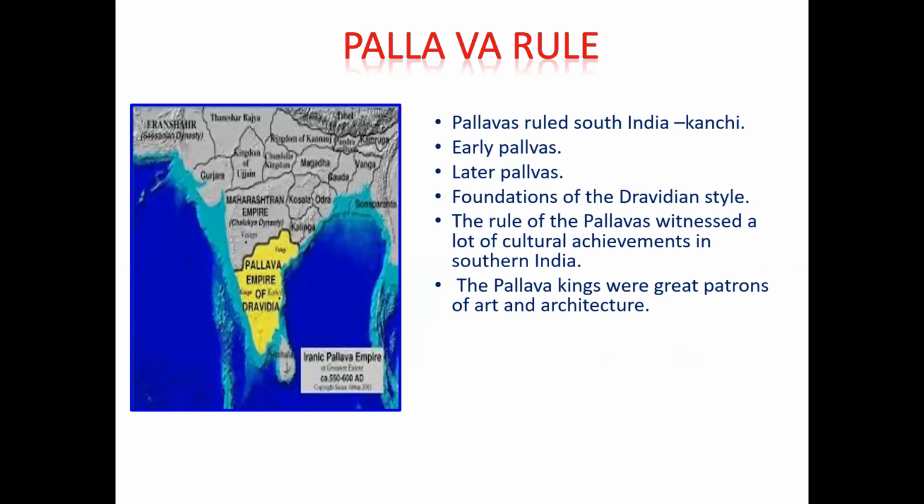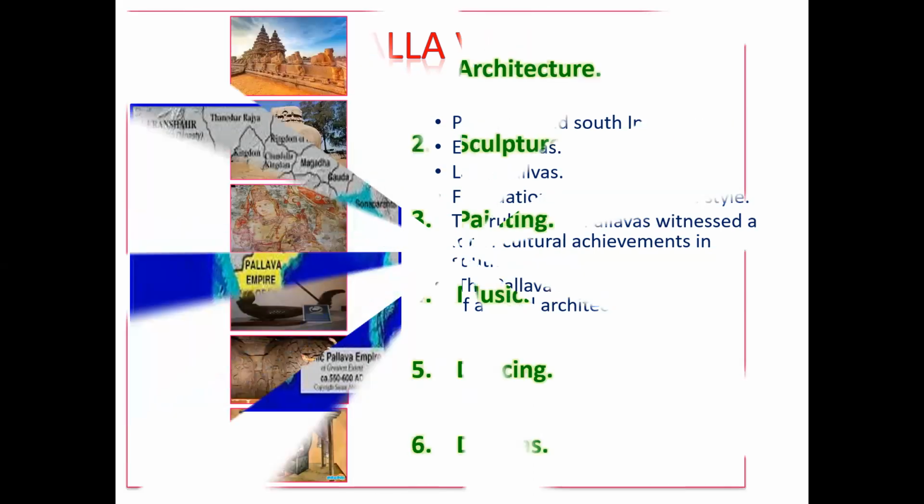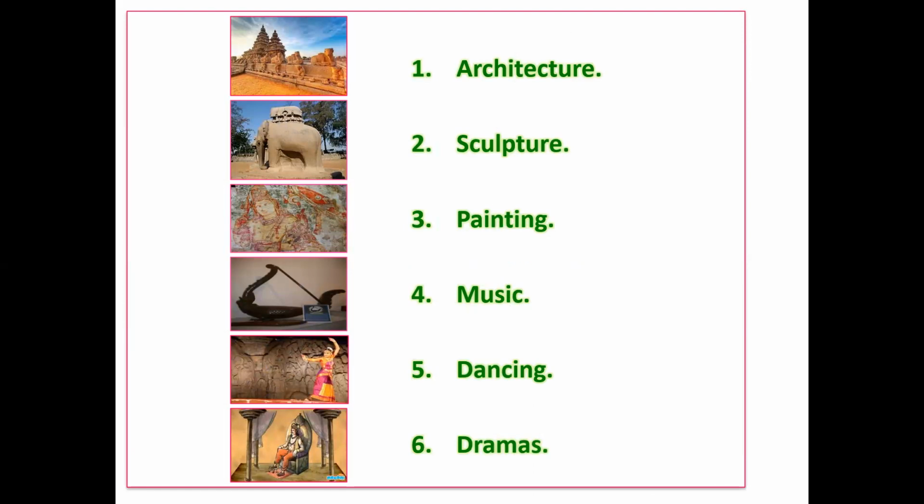The Pallava dynasty was divided into early Pallavas and later Pallavas. The art and architecture of the Pallavas form a very brilliant chapter in the history of South India. Their productions provided the foundations of the Dravidian style. The Pallava kings were great patrons of art and architecture. The art of the Pallavas may be studied under six headings: architecture, sculpture, painting, music, dance, and drama.